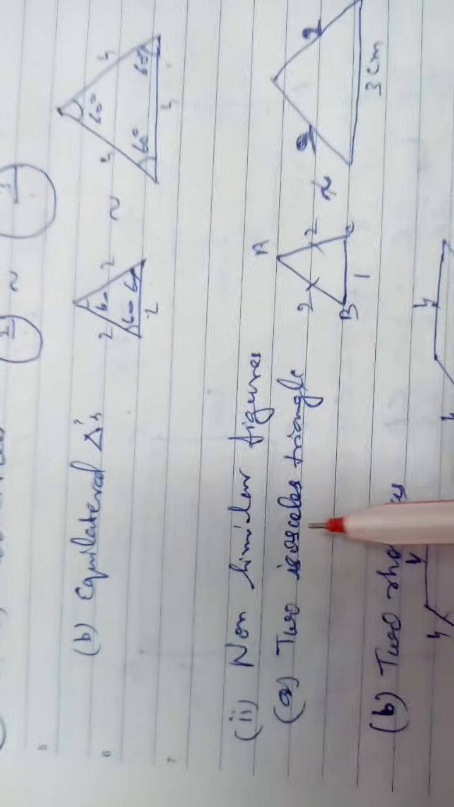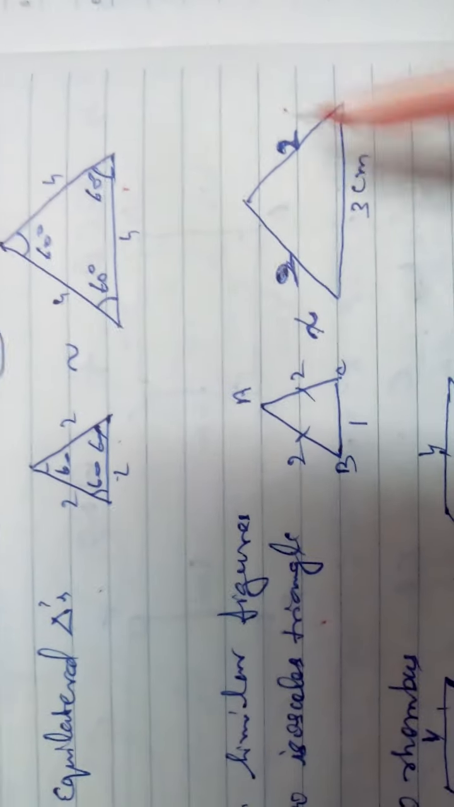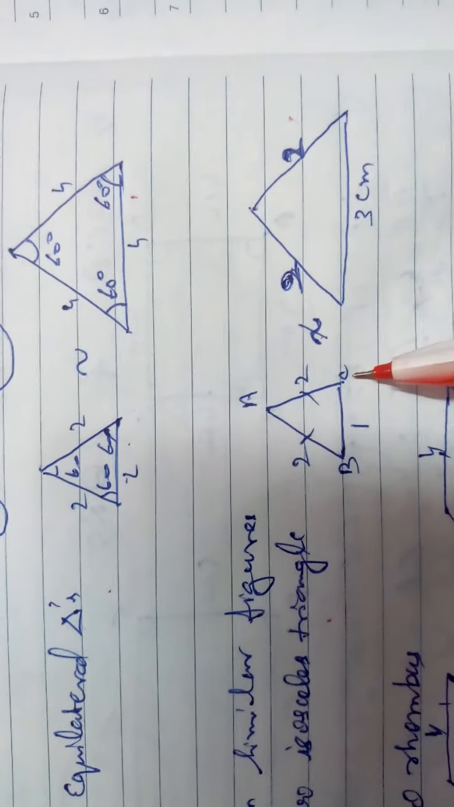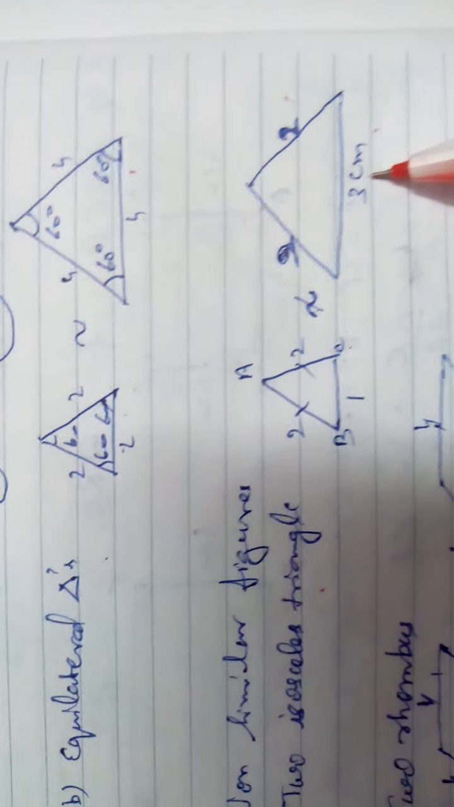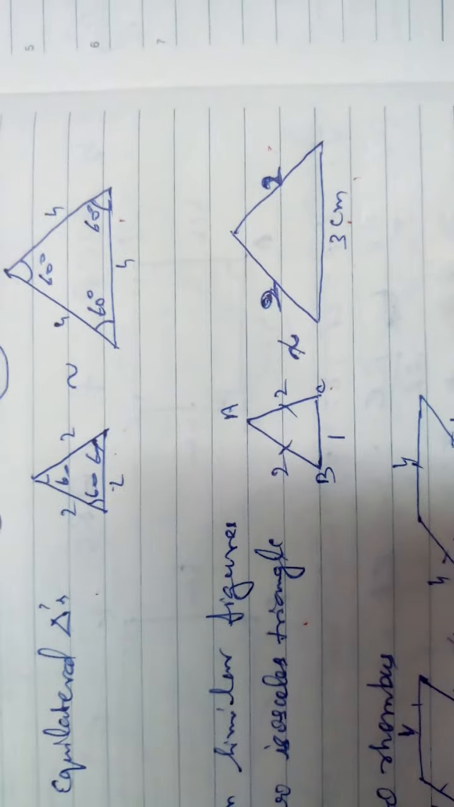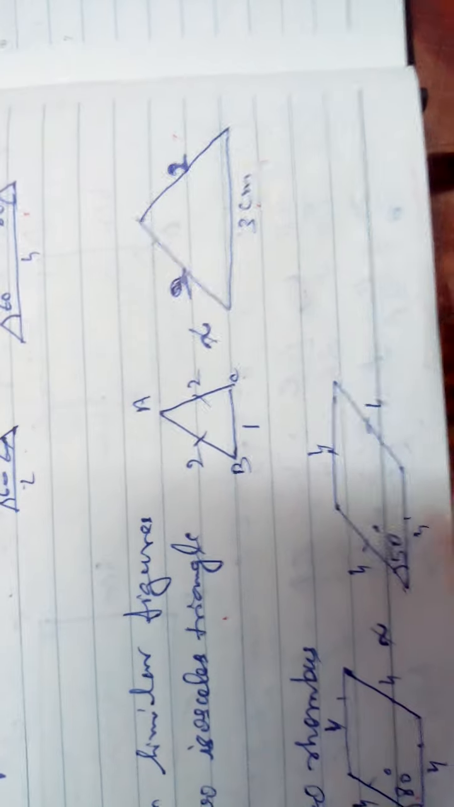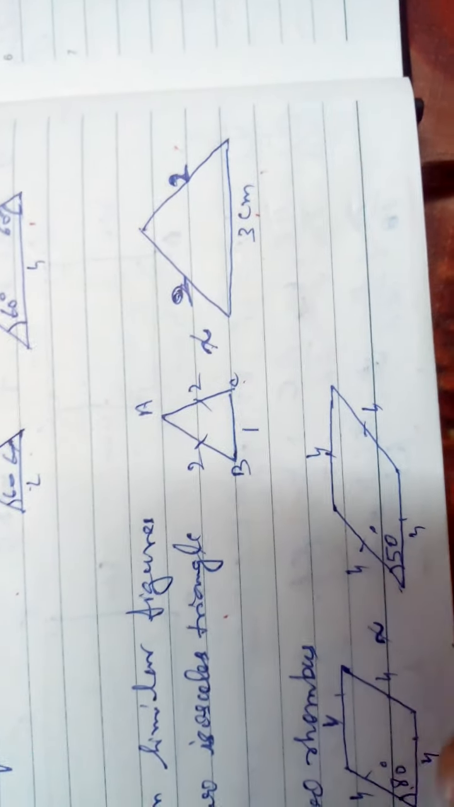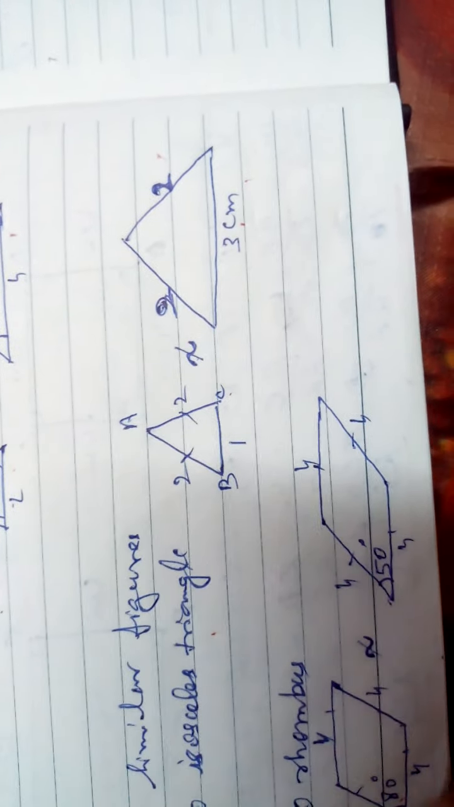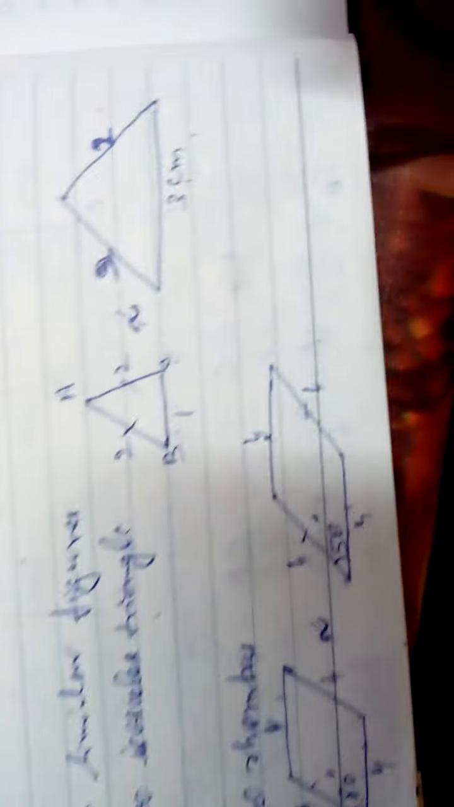Two examples of non-similar figures. Two isosceles triangles with sides 2, 2, but the base of one is 1 and the base of the other is 3. The bases are different, so it is a non-similar figure. Two equilateral triangles or two isosceles triangles. Two rhombuses: both have the same sides, the side ratios are the same, but the angles are different. One has 80 degrees, one has 50 degrees. So they are not similar figures.